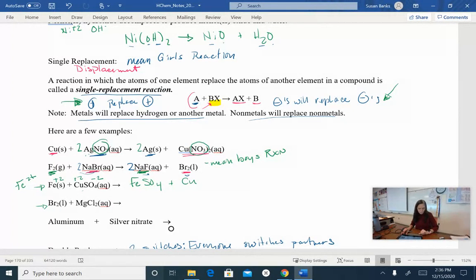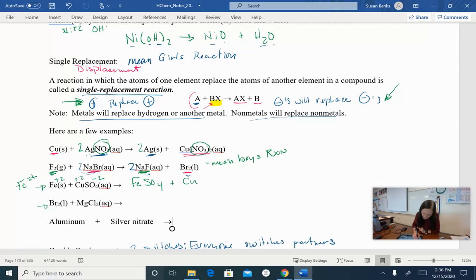Okay, let's look at bromine and magnesium. So bromine, when it becomes an ion, it's going to have a -1 charge.